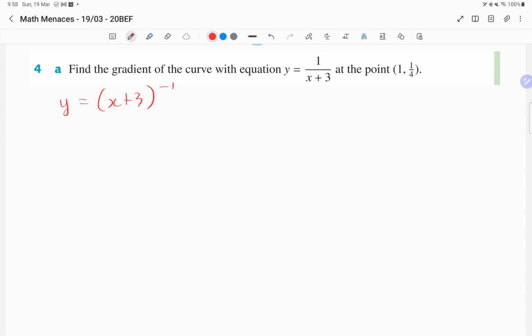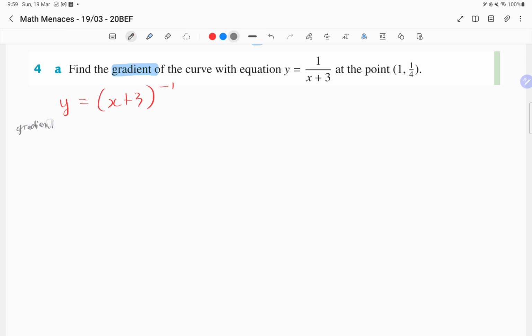When you ask for the gradient, that means the derivative, right? The derivative gives you the gradient function, or the function of the gradient. So that's why I remember the gradient function.